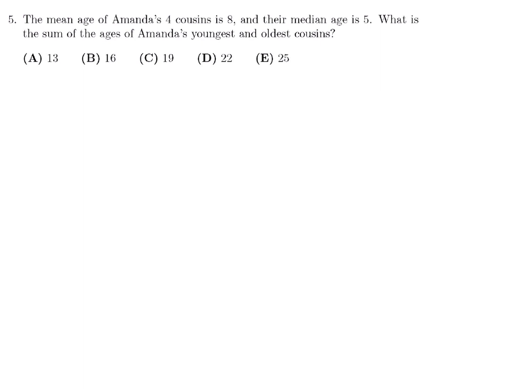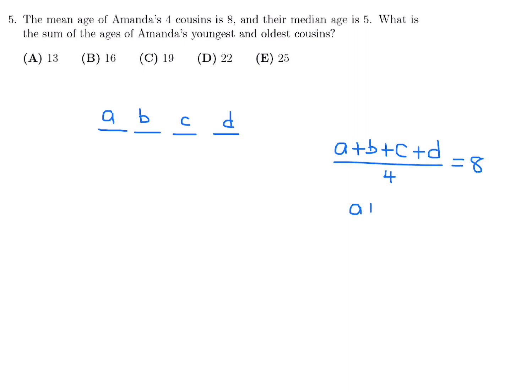The mean age of Amanda's 4 cousins is 8, and their median is 5. What is the sum of the ages of Amanda's youngest and oldest cousins? So let's say her cousins are A, B, C, and D. And they tell me that the mean is 8. So A plus B plus C plus D divided by 4 is 8. So that means A plus B plus C plus D is equal to 32.